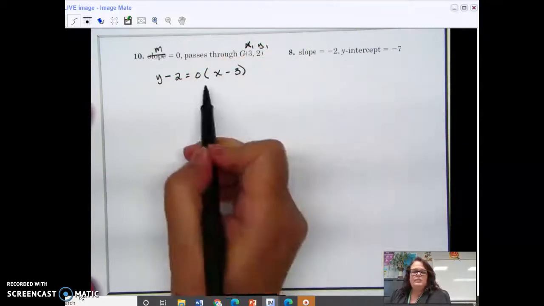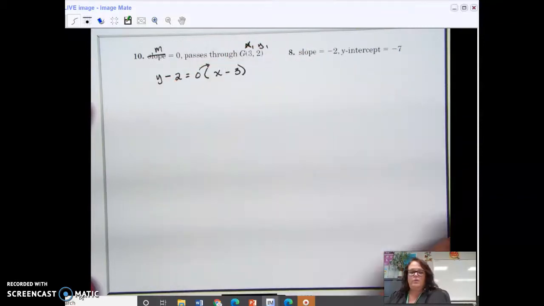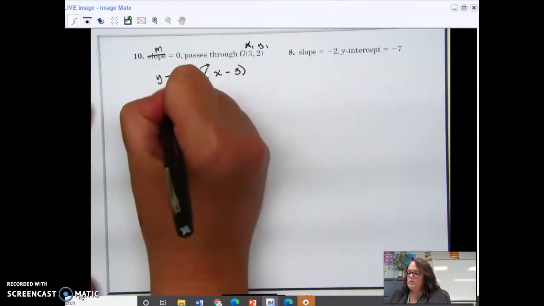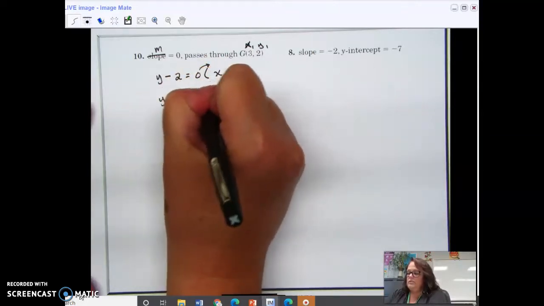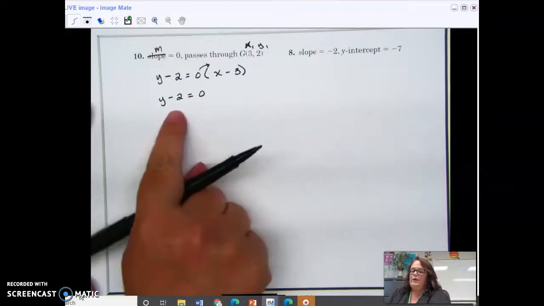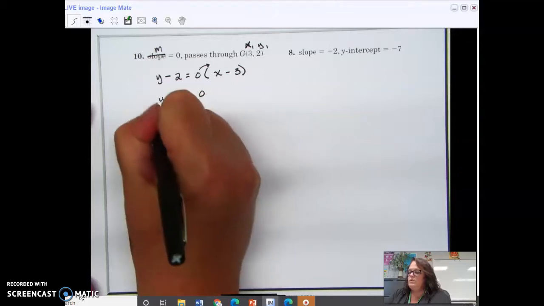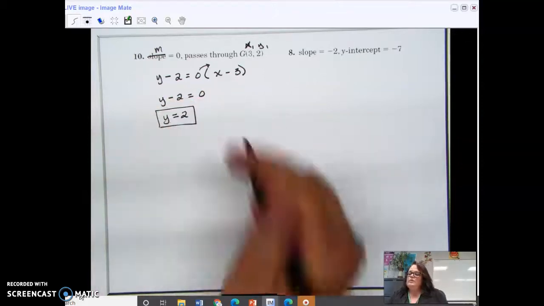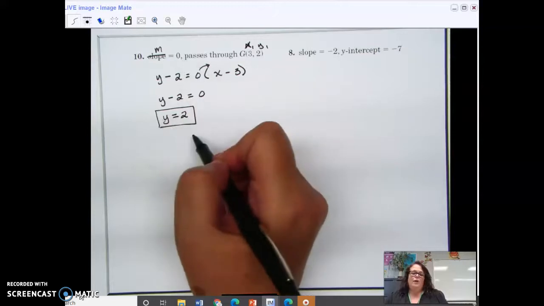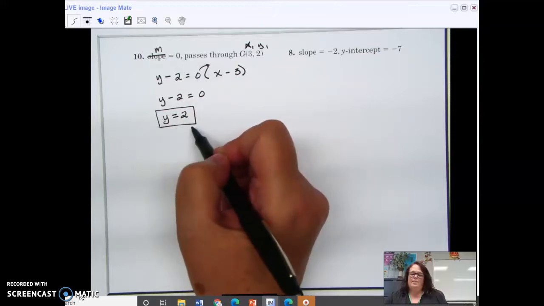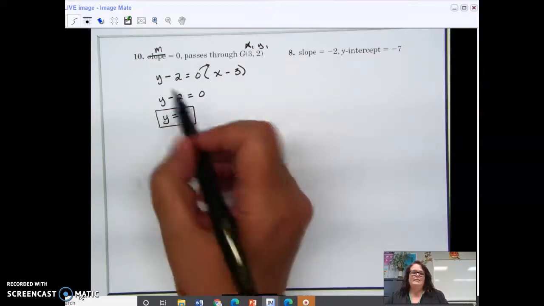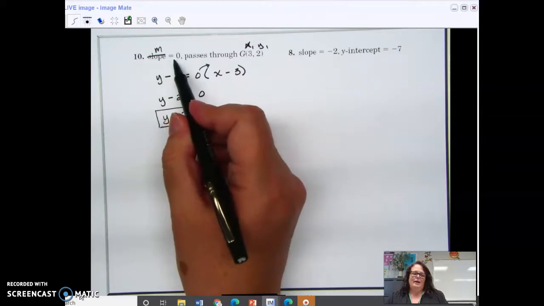And here's the interesting thing. When I distribute this 0, everything cancels. So essentially, this is y minus 2 is equal to 0. Now, if it asked for standard form, we would be done. But because it did ask for slope-intercept form, this is going to be y is equal to 2. So notice a slope of 0 says the y values stay the same the whole time as x changes. And since the slope is defined, this is actually a function.